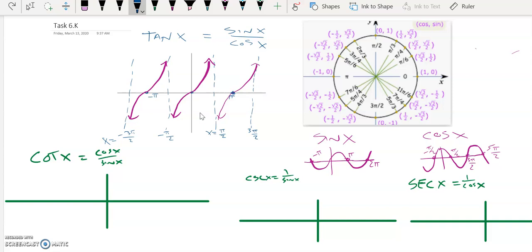Cotan is the flip of tan. So now my numerator is cosine x. So what makes 0 in my numerator will be my x-intercepts. So let's see, cosine is 0 at pi over 2 and 3 pi over 2. So let's put a couple dots here, at pi over 2 and 3 pi over 2. Let me spread that out just a bit more. I think I got it too crowded.